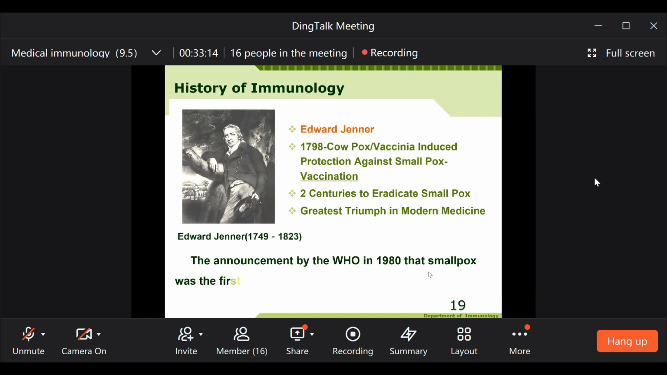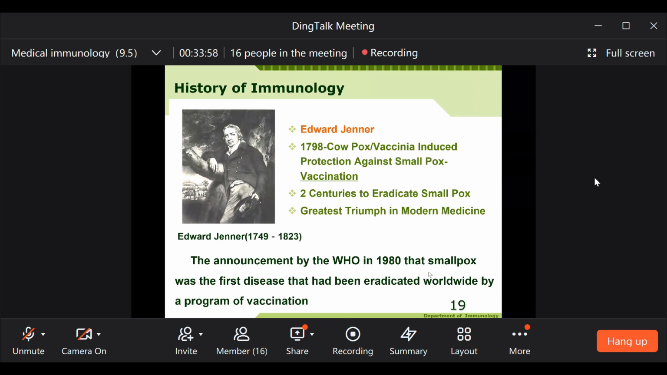So many years later, a doctor, an Englishman in England, several years later, the English physician who pioneered vaccination, Jenner, inoculated people with a small amount of cowpox to protect them from getting smallpox.